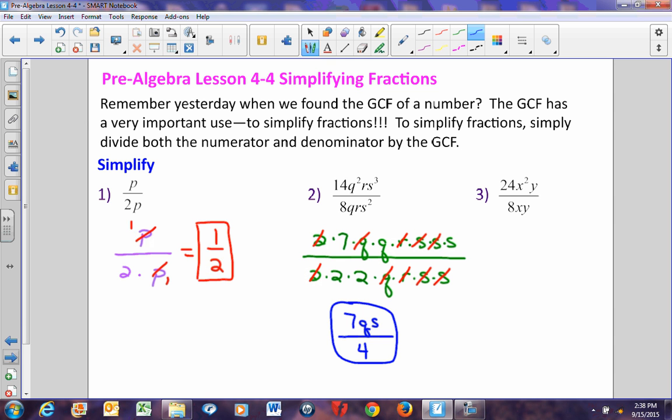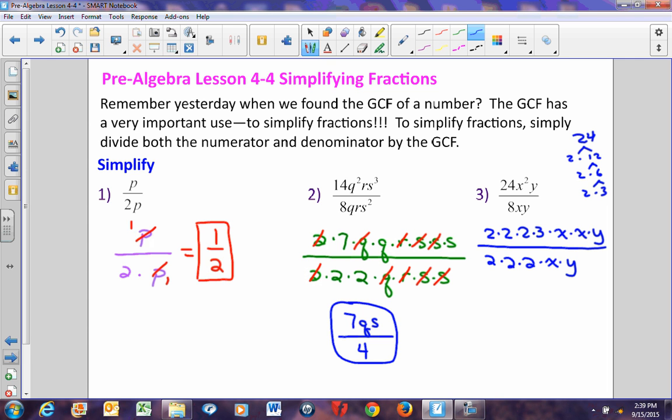Let's look at number 3. 24 times x times y. Well, 24, I might have to actually do that over here. 24, 2 times 12, 2 times 6, 2 times 3. So that's going to be 2 times 2 times 2 times 3 times x times y. And 8 is 2 times 2 times 2 times x times y.